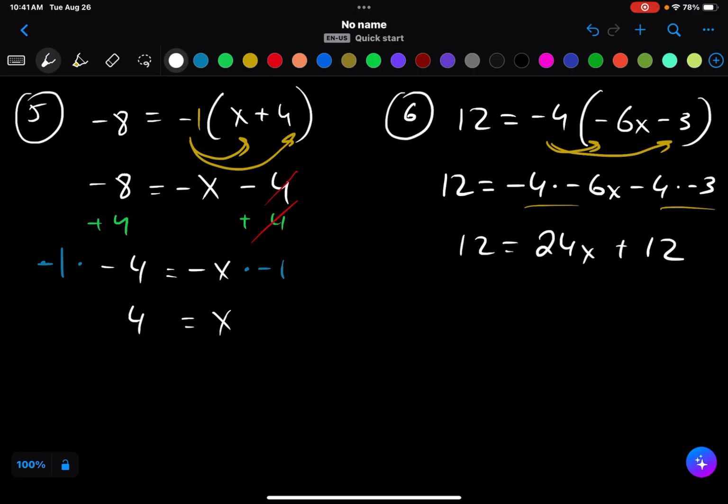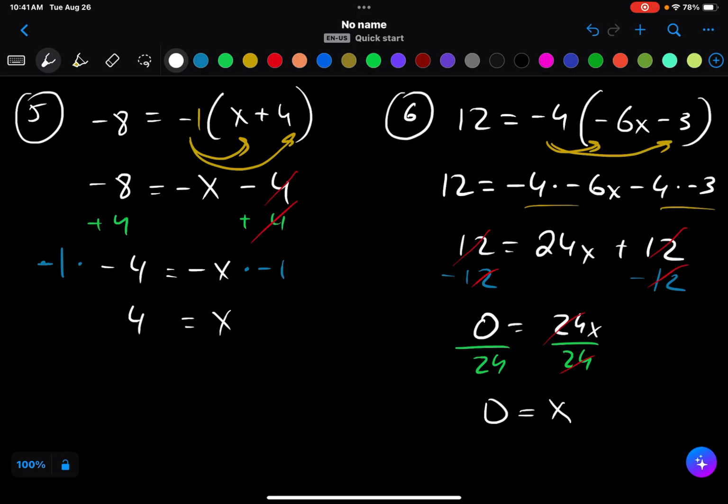Pretty simple. And now, of course, we can subtract 12 from both sides. So all the 12s are gone. Now you have 0 equals 24x. Doesn't matter what we're going to do, but we are going to go ahead and divide both sides by 24. I say it doesn't matter because 0 divided by 24 is 0. So x is still going to be just 0. And that's number 6. All right, pause that if you need to. Now let's move on to 7 and 8.